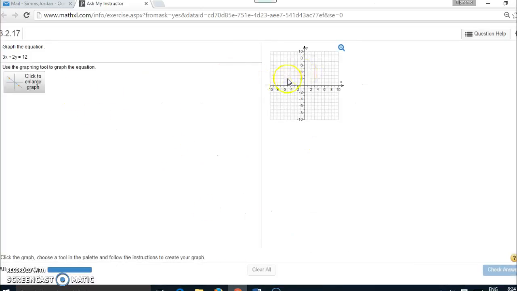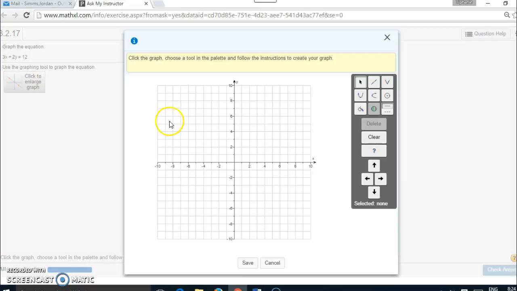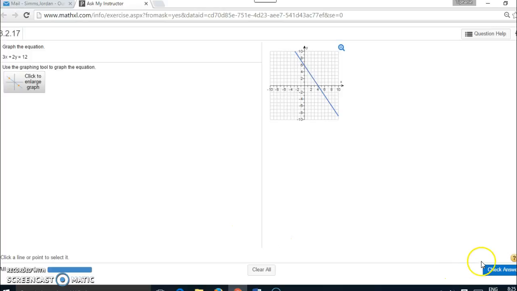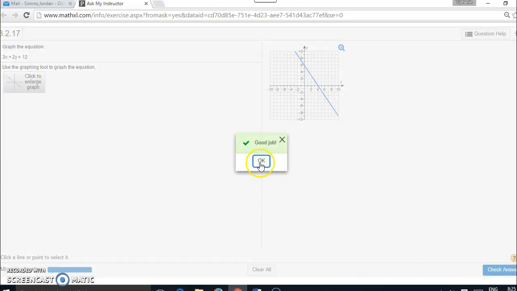Let's go back in. We're going to click on our graphing tool and enlarge the graph here. I'm going to select my straight line tool because we're not dealing with curved lines yet. And I need to tell it 2 points. The first one: my x-intercept is at 4. So there's my first point. And then I know that it crosses the y-axis at 6, so I just put my mouse there, and there's my line. Perfect. I hit save, and then I can check my answer, and we nailed it.